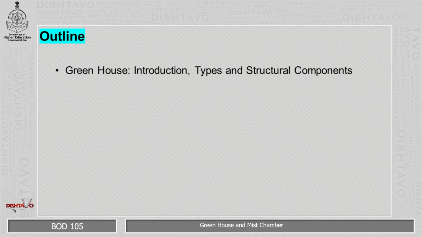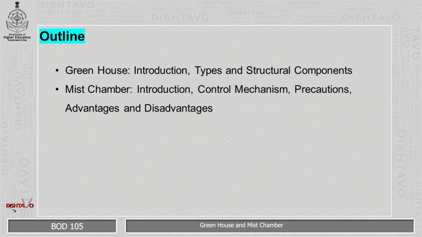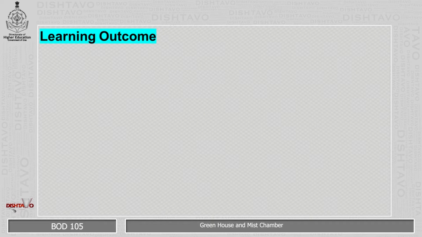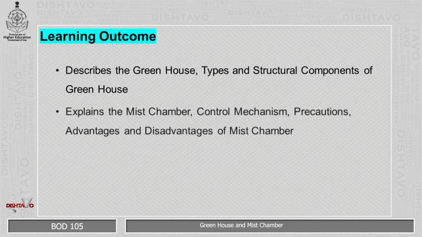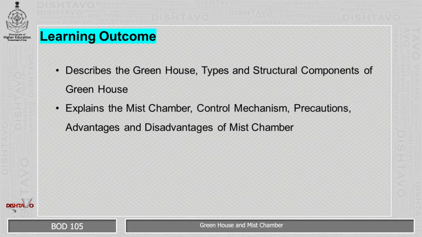In this module, you will study about greenhouse, its introduction, types and structural components, mesh chamber, introduction, control mechanism, precautions, advantages and disadvantages. At the end of this module, you will be able to describe the greenhouse, types and structural components of greenhouse, explain the mesh chamber, control mechanism, precautions, advantages and disadvantages of mesh chamber.